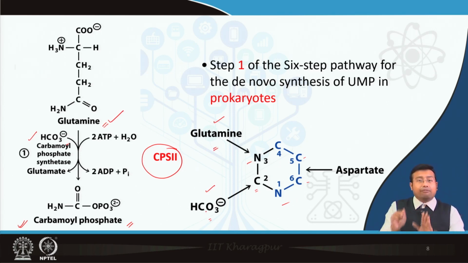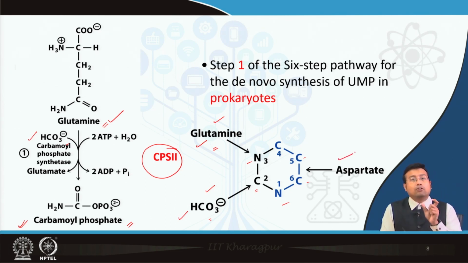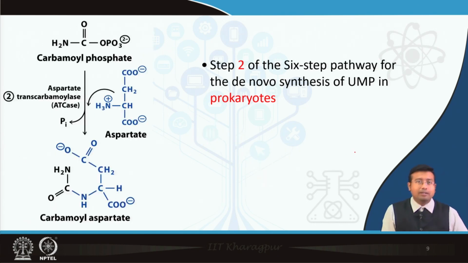So, if you get a question, all of these are sources of atoms in pyrimidine nucleotides, and you get an all-except type of question. Remember, there are 4 correct possible answers: glutamine, carbon dioxide, bicarbonate, aspartate and carbamoyl phosphate. If carbamoyl phosphate is an option, you cannot mark it wrong, because carbamoyl phosphate is also actually a donor of the atoms in the pyrimidine ring. Very important from the exam point of view.